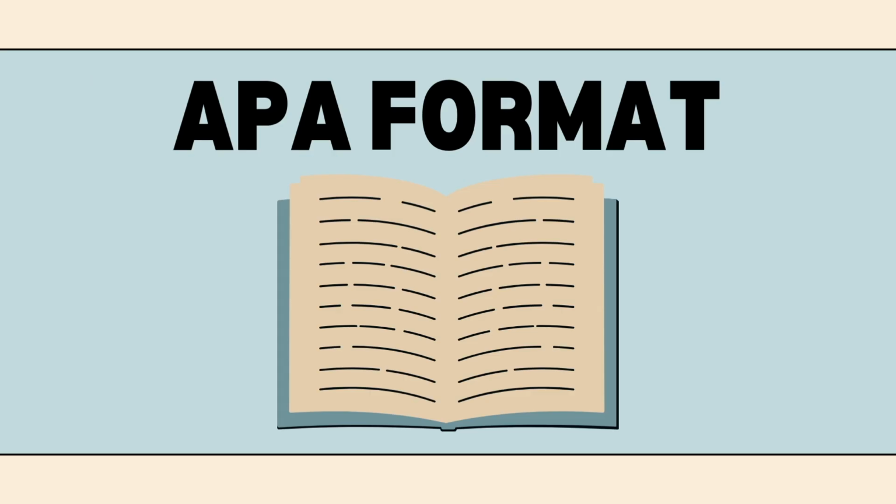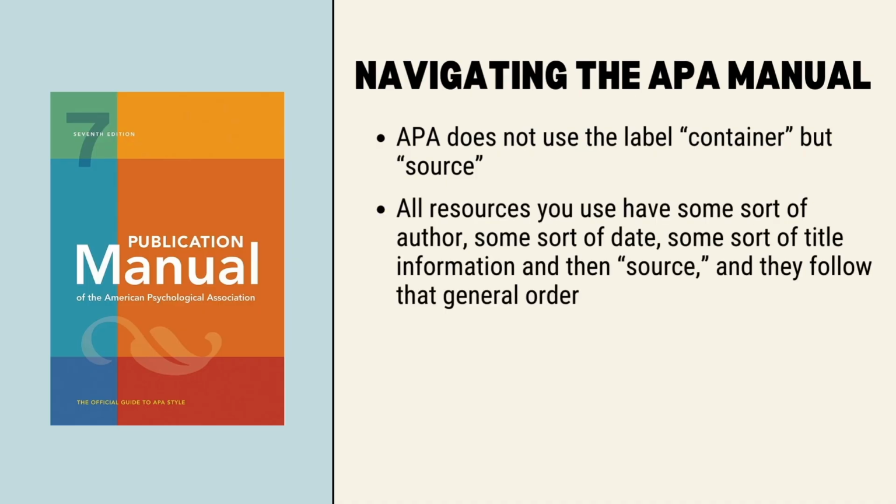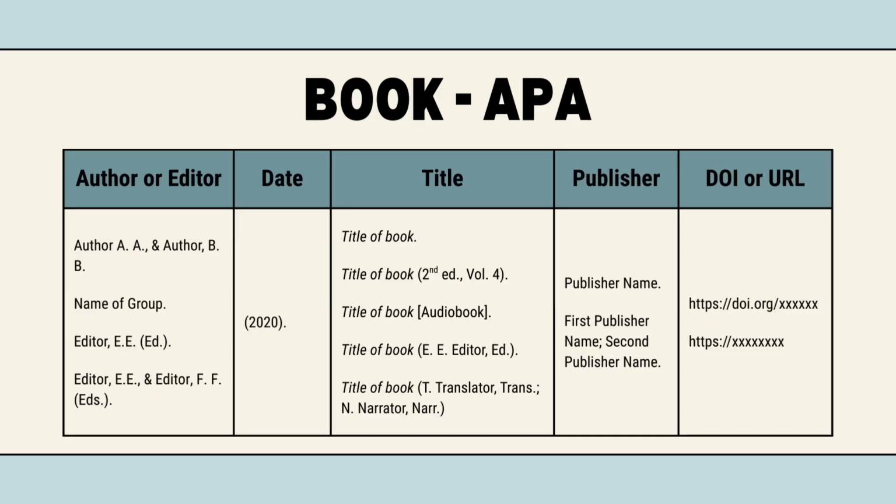Now looking at APA formatting. APA does not use the label container, but rather it uses the label source. All the resources we have some sort of author, date, title, and source information. The first names of the authors, editors, and other contributors are not given in APA. Instead, initials are used. So let's go through some examples of citing in APA.